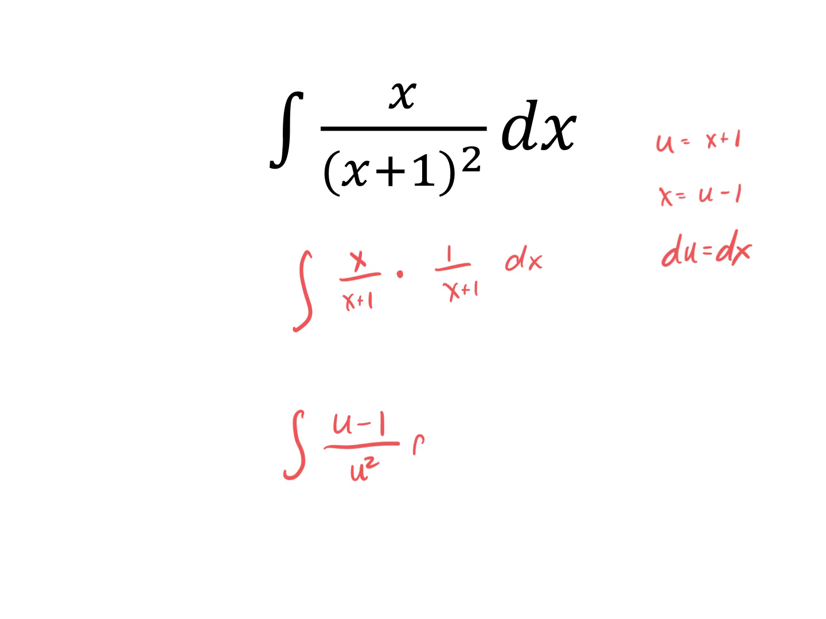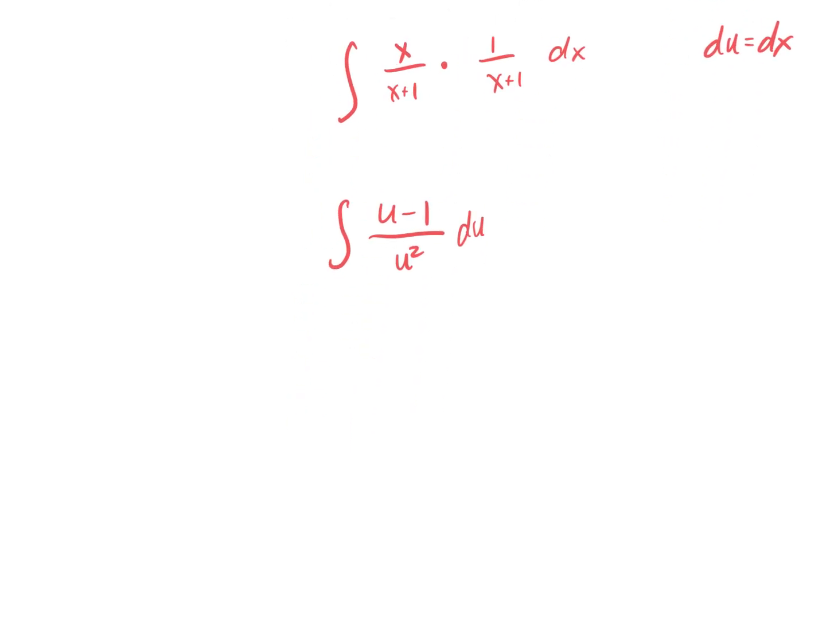You need the du, especially thinking about going into Calc 3 and all that, or Calc 2 and all that kind of stuff. What you are integrating in terms of is very, very important. Okay, lovely. So now we can split it up, right? So we have 1 over u minus 1 over u squared du.